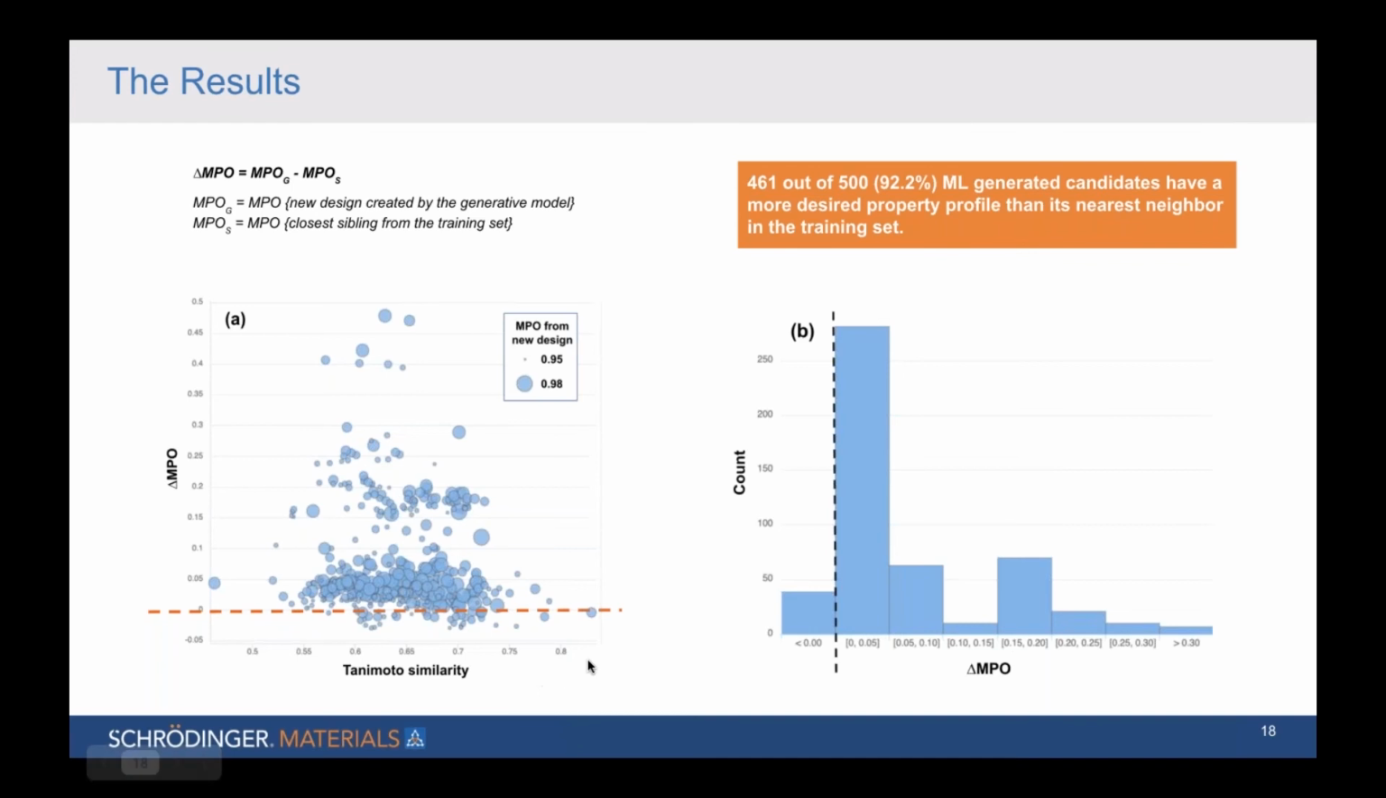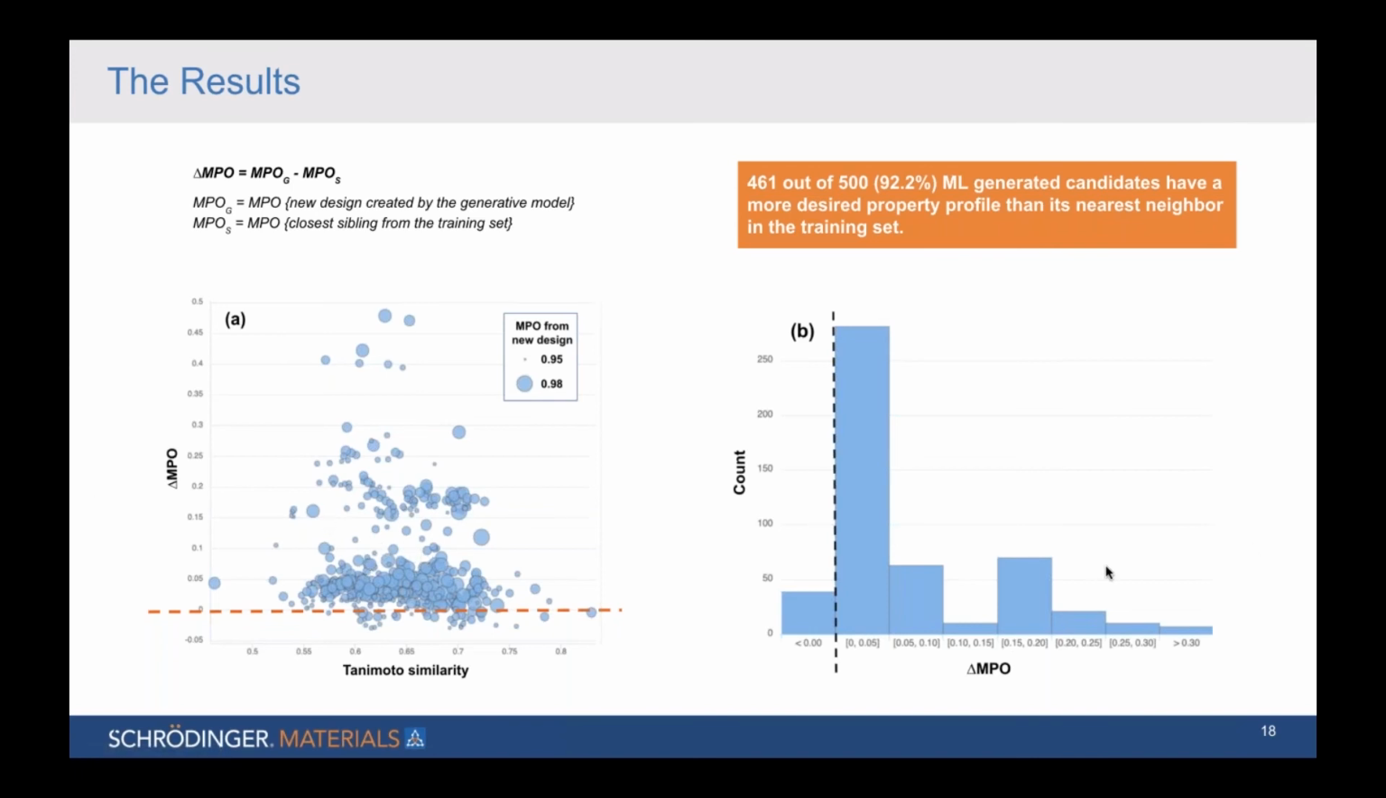And the x-axis is the Tanimoto similarity between the pair. And you can see the range is from 0.5 to 0.8. So they indeed have reasonable structure similarity. And anything above the red line, the delta MPO is positive, meaning it's better. The machine learning generated structure is better.